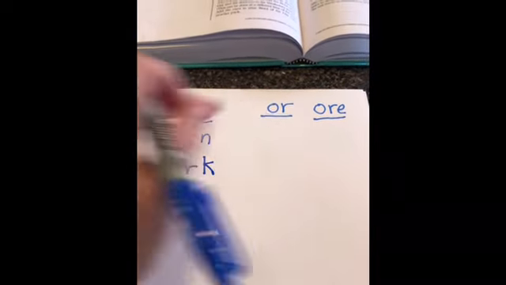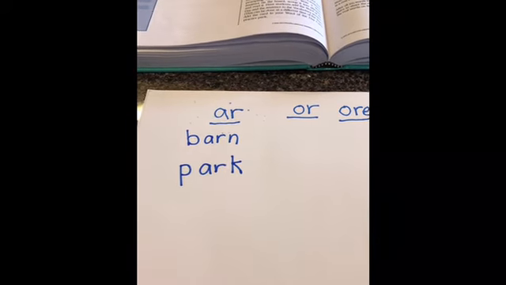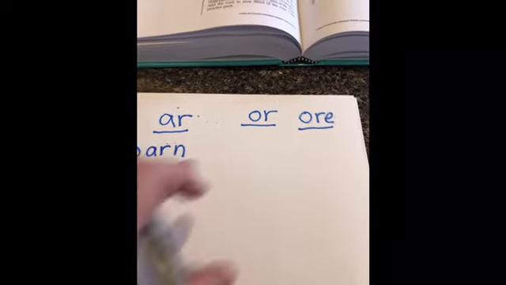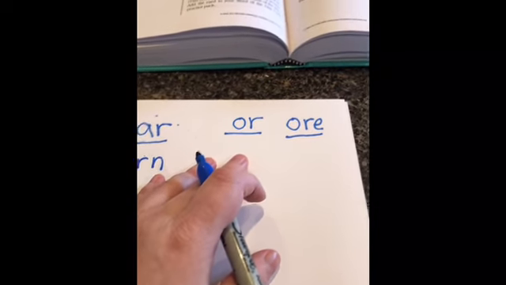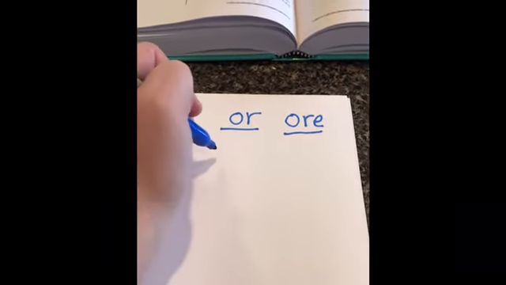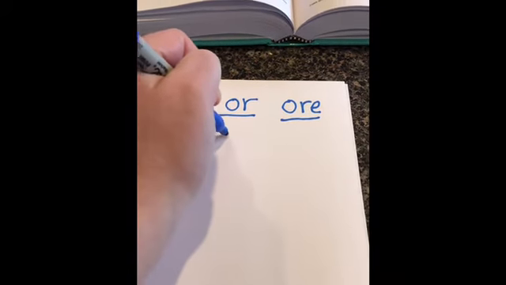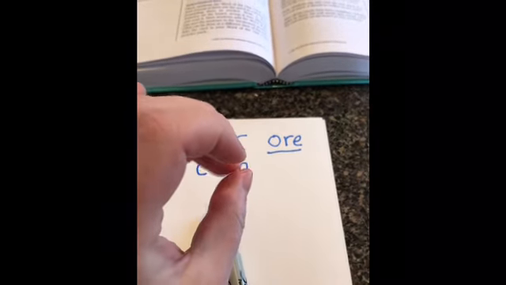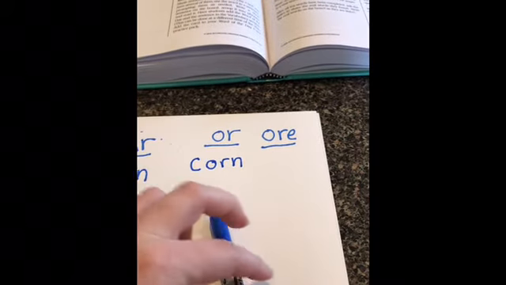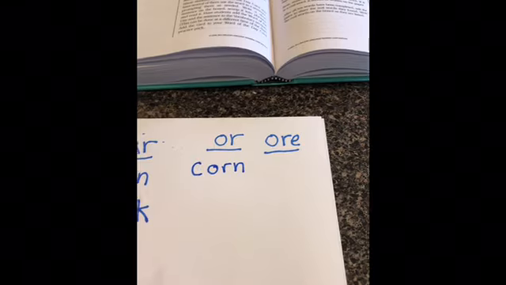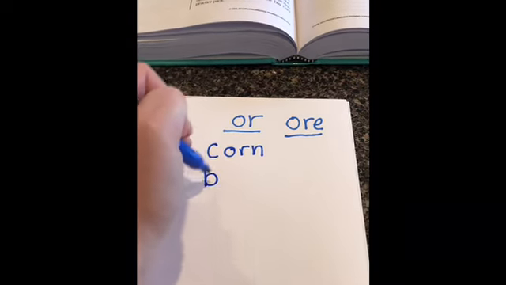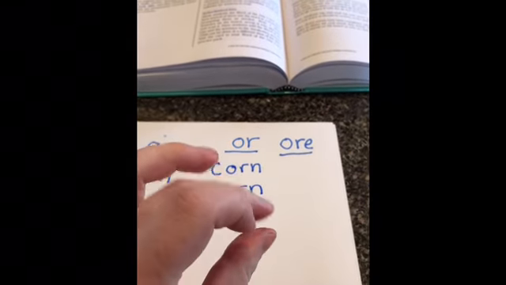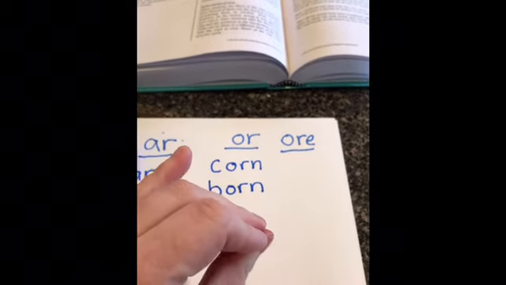Okay. Now I'm going to move over to OR. And if you want, you can go and make your list longer, but that is up to you. OR, which makes our OR sound, we have words such as C-OR-N, corn. We also have B-OR-N, born.